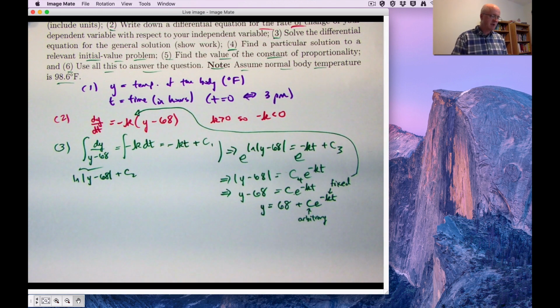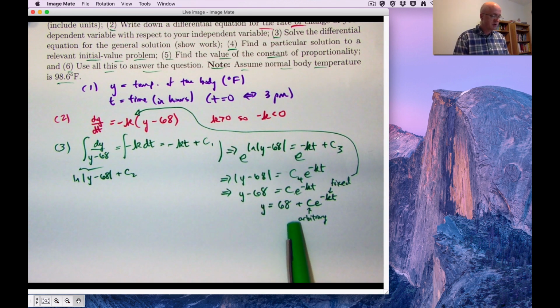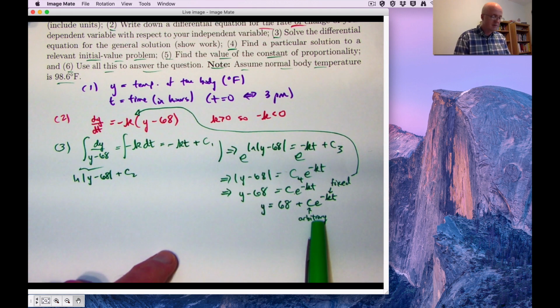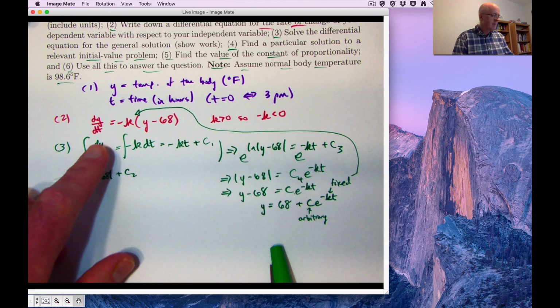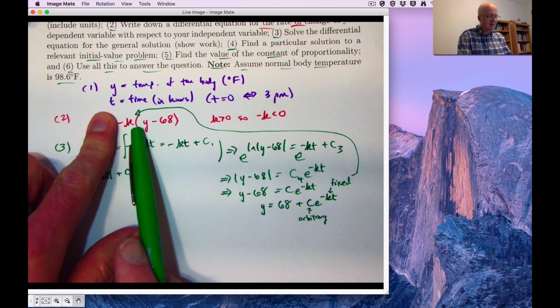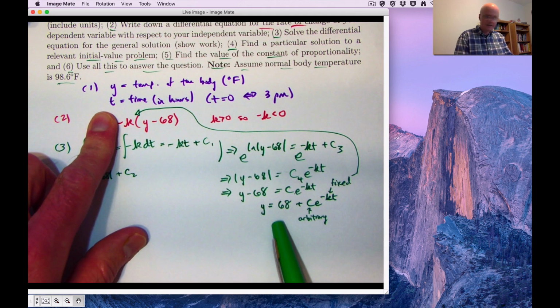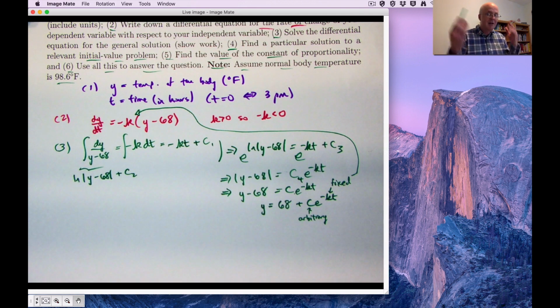Not going to take the time to double check this. You could check that it solves the differential equation by first taking its derivative. Just mentally do that. You'll get negative kc e to the negative kt. You get an extra factor of negative k because of the chain rule. And then if you also plug it into the right-hand side by first subtracting 68 from it to cancel the 68, and then multiplying by negative k, actually mentally, you don't even have to write it down. You can mentally check that it is a solution of the differential equation. You get negative k times c times e to the negative kt, no matter which side you plug it into. Those are equal for all t. All right, so we've done step 3.